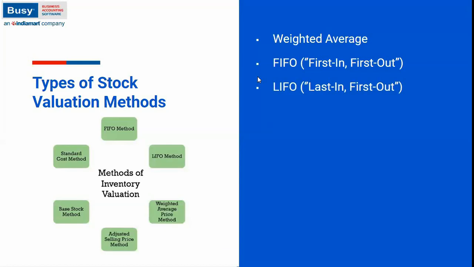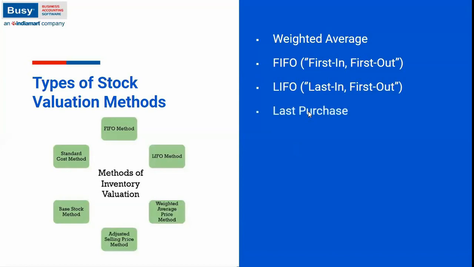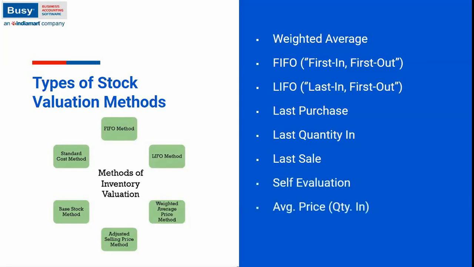Other methods include the LIFO method, the last purchase method, the last quantity in method, the last sales method, and the self-evaluation method. There is also an average price method, with quantity in on the basis of quantity in, and average price on the basis of invoice. So these are the types of methods that you can follow to calculate your stock valuation, or your closing stock valuation.